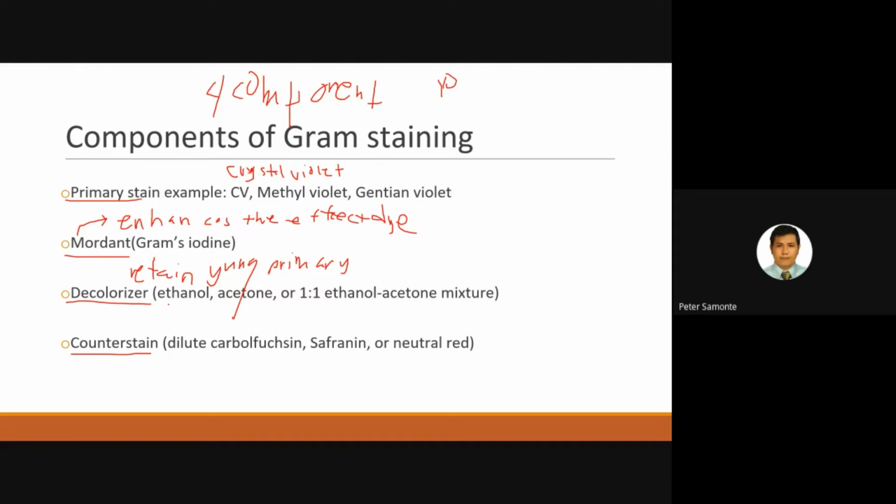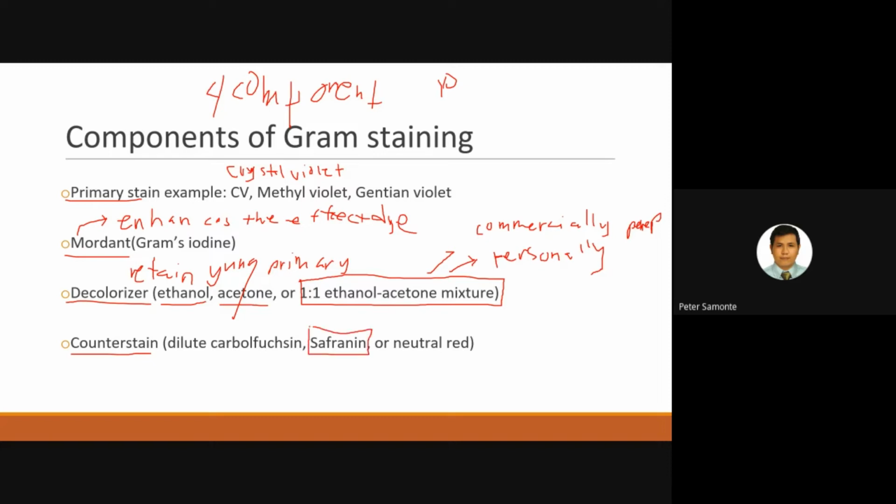So an example of your decolorizer class would be your ethanol, acetone, or a 1-to-1 ethanol-acetone mixture. In your practice, pag nag-intern kayo, this is the type of decolorizer that you would commonly encounter. This can be commercially prepared, or it can be personally made. Kayo gagawa. Then another one would be your counter stain. So your counter stain would be your dilute carbolfuchsin, safranin, or neutral red. In your practice, you would encounter your safranin.